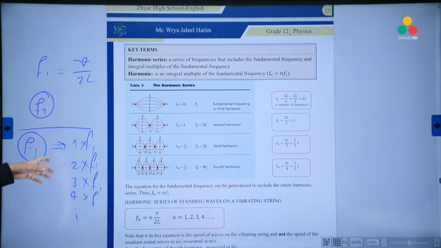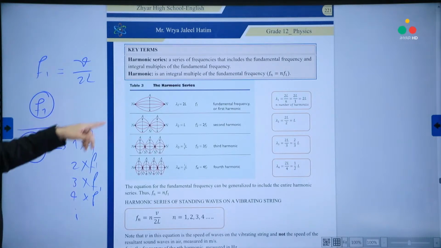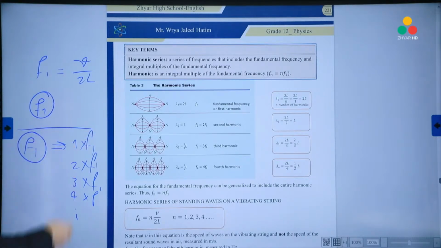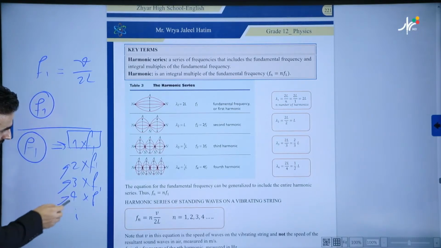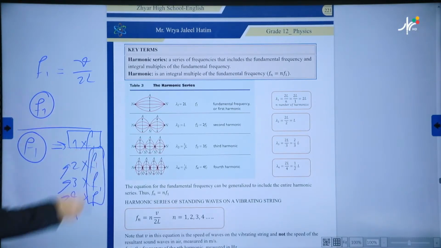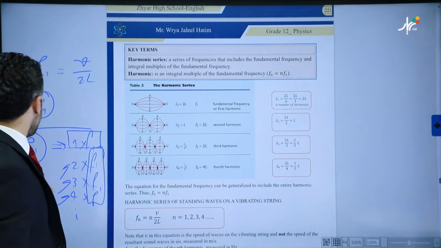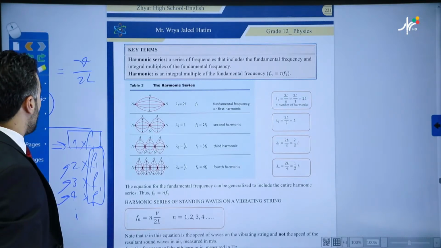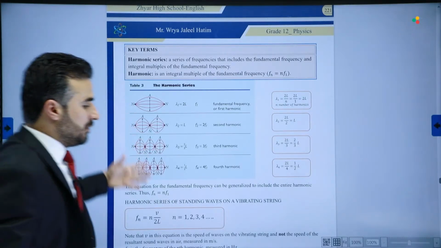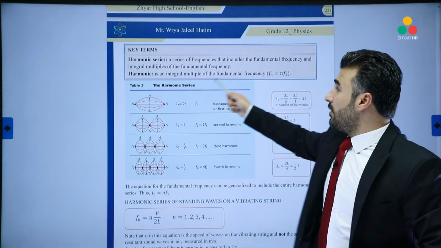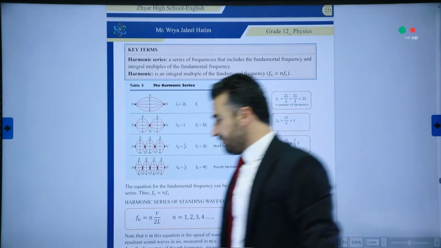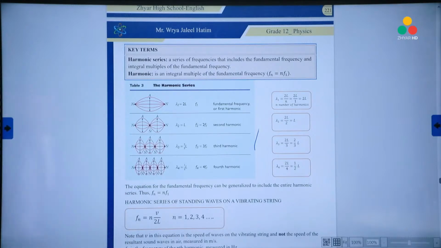So these are called the harmonic series, which is basically the frequencies that include the fundamental frequency, and of course integral multiples of the fundamental frequency. All right, then of course now we have something else called a harmonic. What is a harmonic? That is going to be an integral multiple of the fundamental frequency.